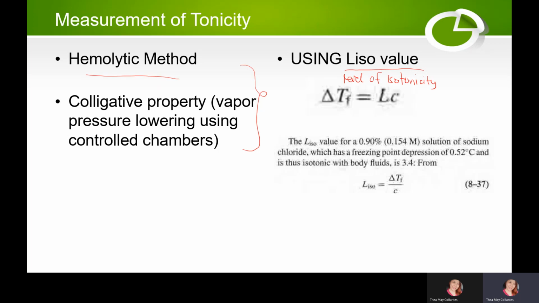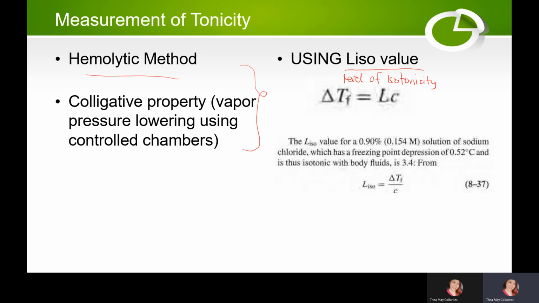Okay? Now, when we talk about LISO value, and we would want to use it to measure the tonicity, we are actually relating it to your freezing point depression concept. Okay, what is this, guys? If you add more solute to your water, what happens? The freezing point of your water becomes lower. Okay? The water takes longer to freeze.